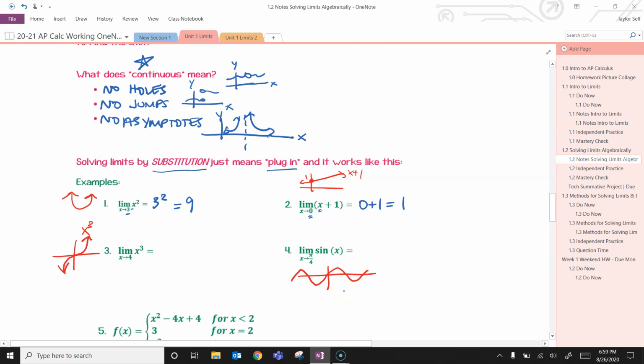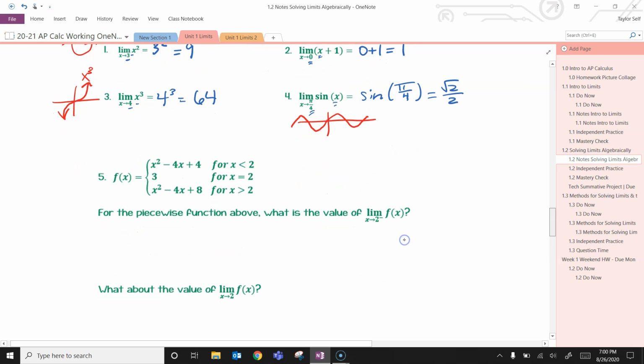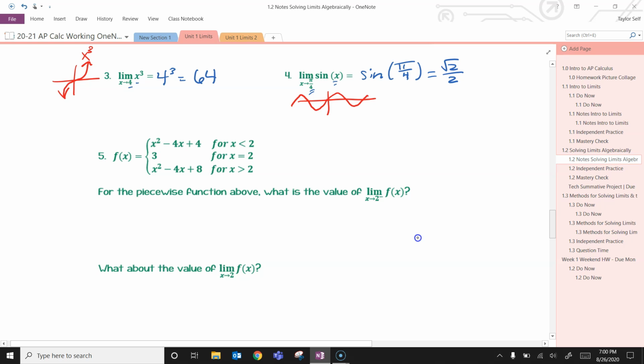Now I want you to solve these two. What do you get for number 3 and number 4 when you solve these limits using substitution? You can use substitution because they're continuous. For number 3, you should have plugged 4 into x. You get 4 cubed, which simplifies to 64. For number 4, you should have plugged pi over 4 into x, and you get sine of pi over 4, which is square root of 2 over 2. I'm going to do a trig review video for you, and hopefully it will help if you're still struggling with trigonometry. Okay, let's move on.